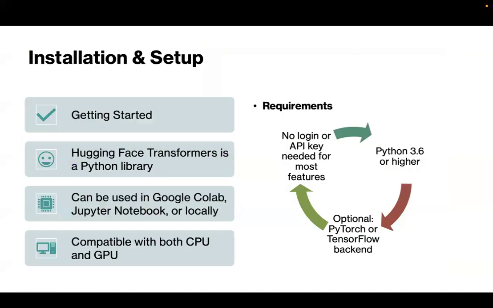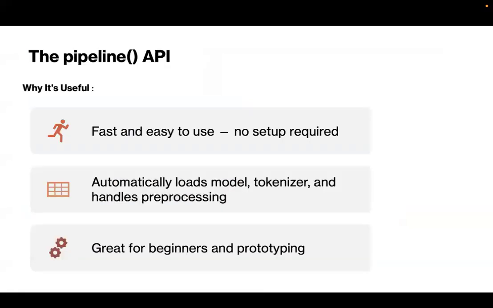So I said I'll do it with pipeline and without pipeline, right? This is for with the pipeline. And as I said earlier, it can be used in both PyTorch and TensorFlow, and it can be used locally or in Google Colab or Jupyter Notebook. It is compatible with both CPU and GPU. For the requirements, we don't need any API key to use this API, and just Python 3.6 or higher can support this. So this is the Python API.